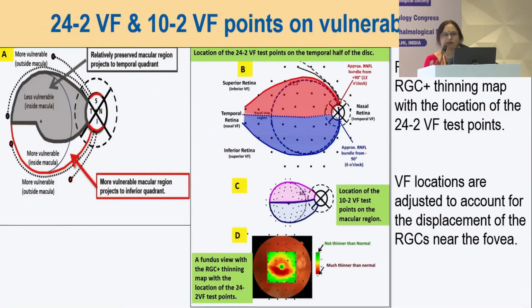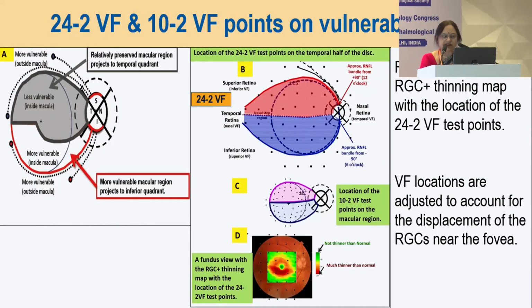Now why are these things important? Here I am relating the vulnerability zones to the 24-2 visual field and 10-2 visual field points. So again I am coming to this area, which is very important, and its more vulnerable macular region projects into the inferior quadrant. Now I am superimposing 24-2 visual field points and 10-2 visual field points on the vulnerable zone.